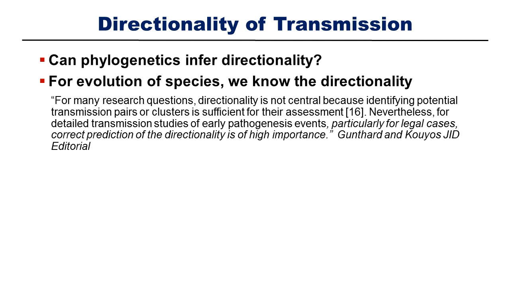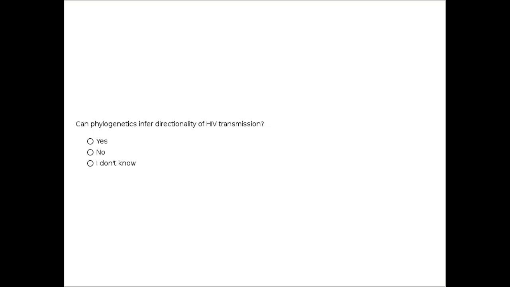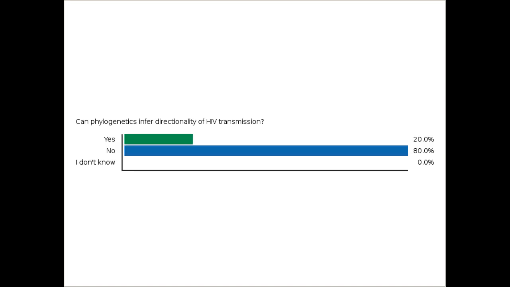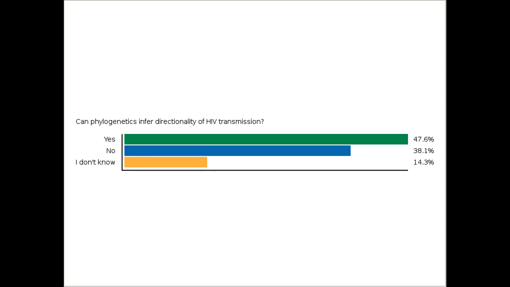So at this point in time, the next slide is going to be a quiz that we would like you to answer as part of your participation in this webinar today. Can you please read the question, which says, can phylogenetics infer directionality of HIV transmission? And this is the pre-lecture quiz where you should vote your opinion on this and submit your answers. And now, just like Alex Trebek, I'm going to give you a minute or so to answer the question. Please go ahead and answer the question.